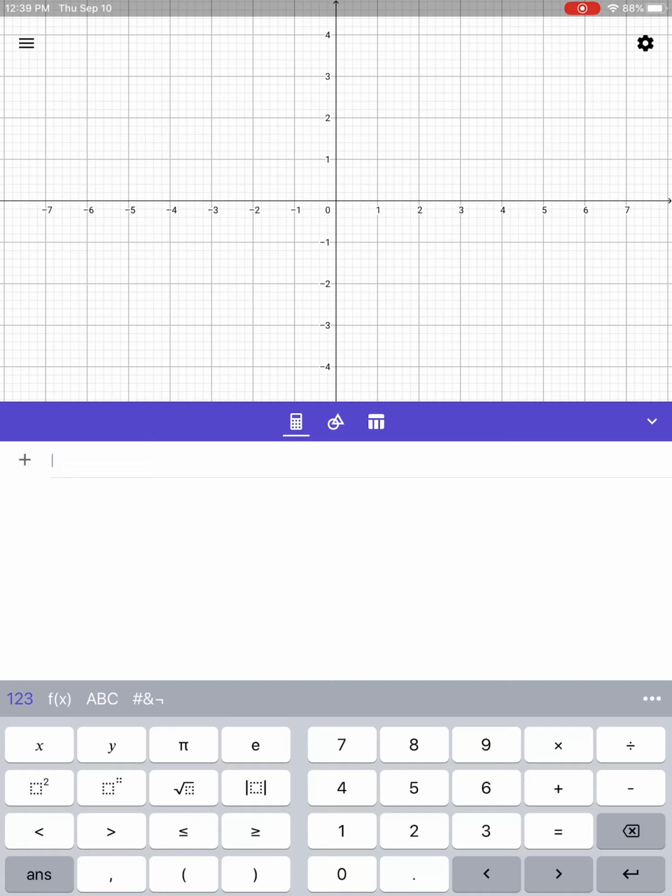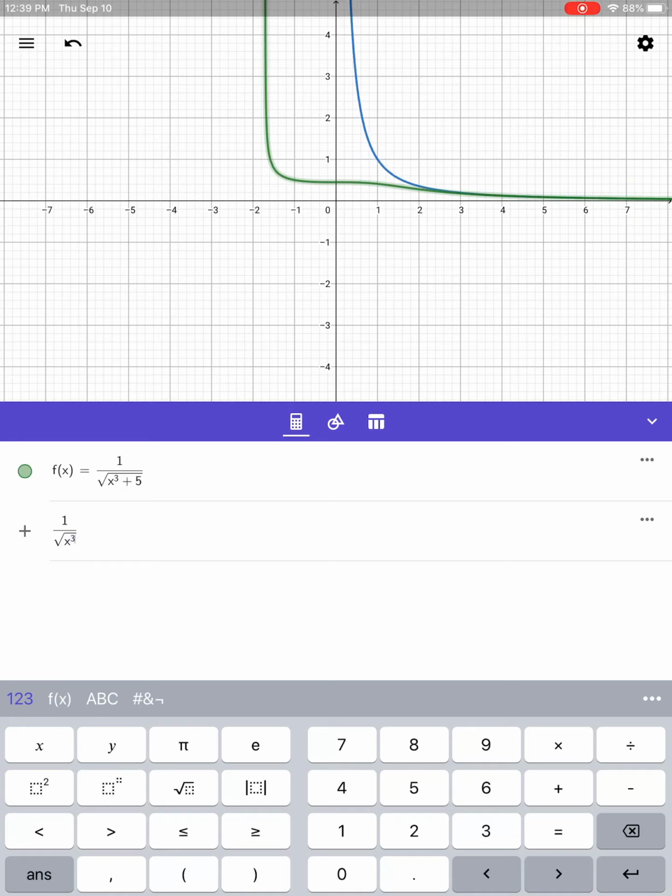So we have the original function, which is 1 divided by the square root of x to the third plus 5, right? That was one of our functions. That's going to be green. And then the other function was 1 divided by the square root of x to the third, right? That was our second function. Okay. And then we were integrating from 1 to infinity.